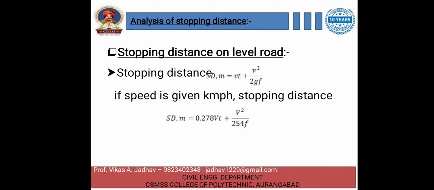If the speed is given in kilometers per hour, then the equation will become SD is equal to 0.278 vt plus v square upon 2 into 254 f.